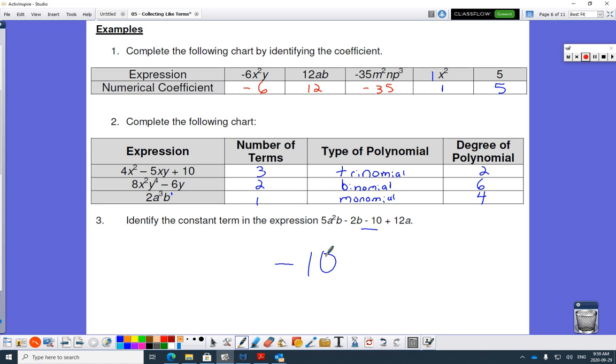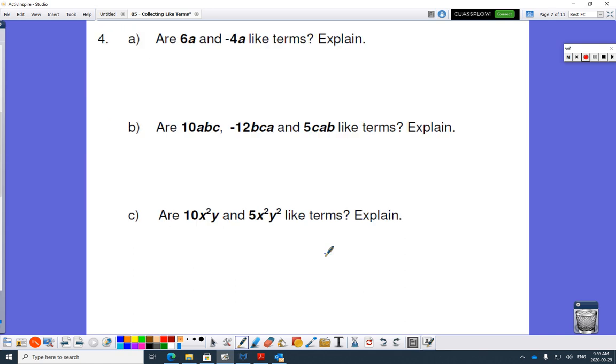Questions there? More time? Are 6a and negative 4a like terms? Yeah. They have the identical variable part. I even upgraded my word. I didn't just say same, I said identical variable part. The variable part has to be the same.